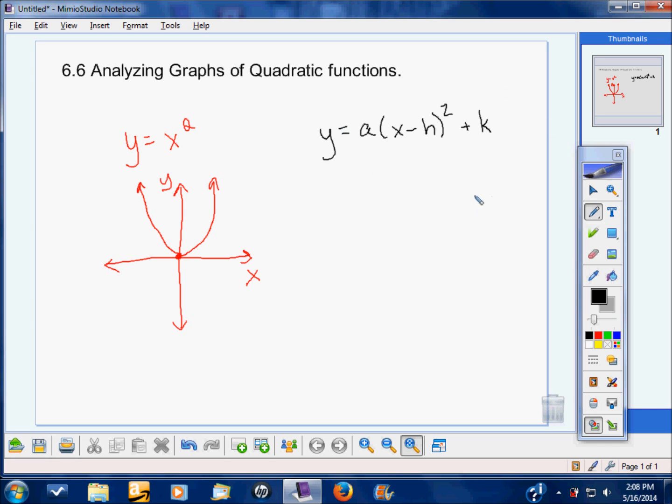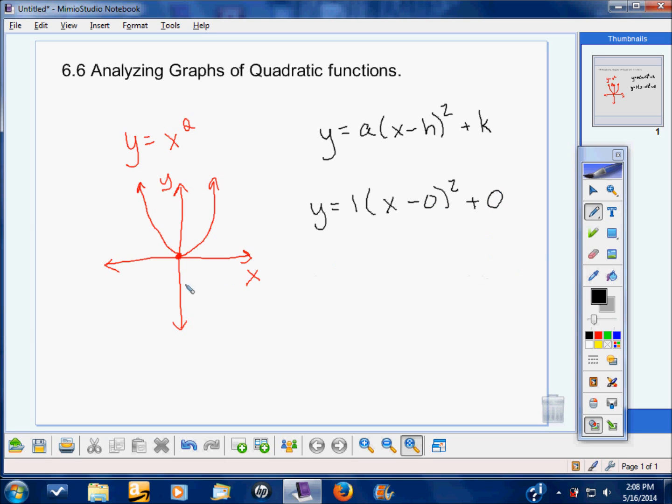Now, this one can be written in this form. If I write this equation in this form, y equals 1 times x minus 0 squared plus 0. This is exactly the same thing as the basic one. Our a in this form of the equation is 1, our h is 0, and our k is 0.